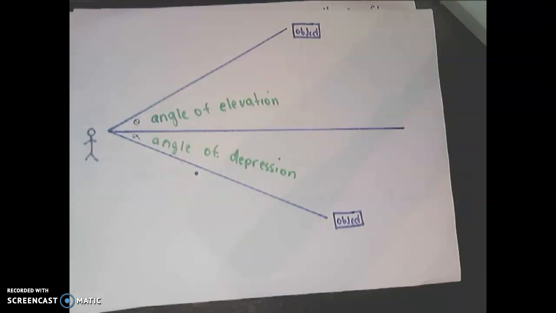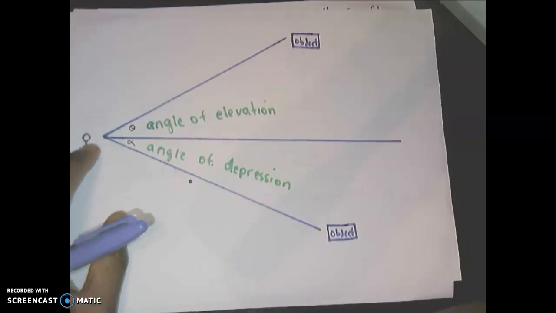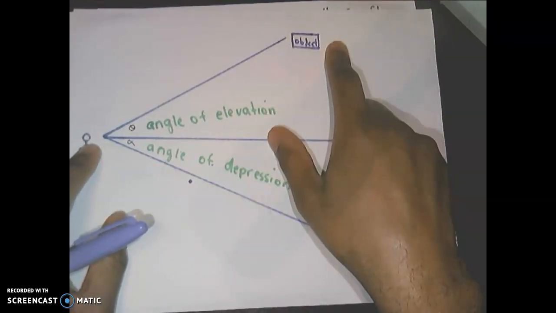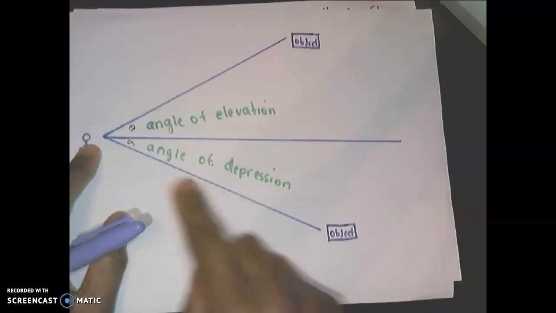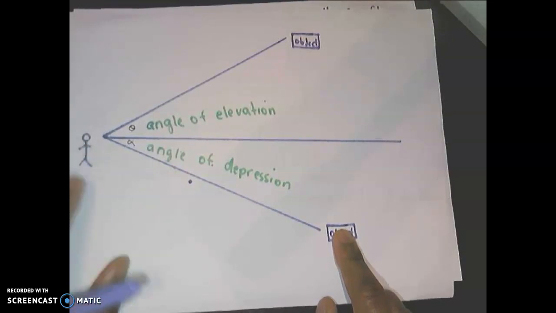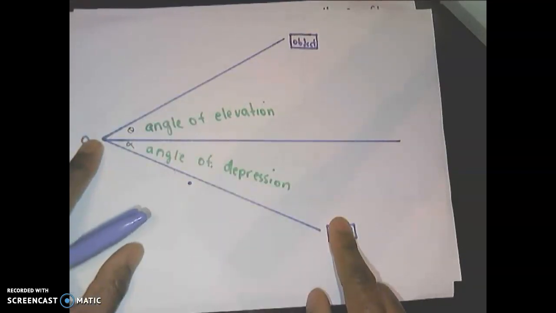The last topic that we're going to talk about is the angle of elevation and the angle of depression. The angle of elevation is when you're looking up toward an object, and the angle of depression is when you're looking down toward an object. So this is you looking up, or this is you looking downward.